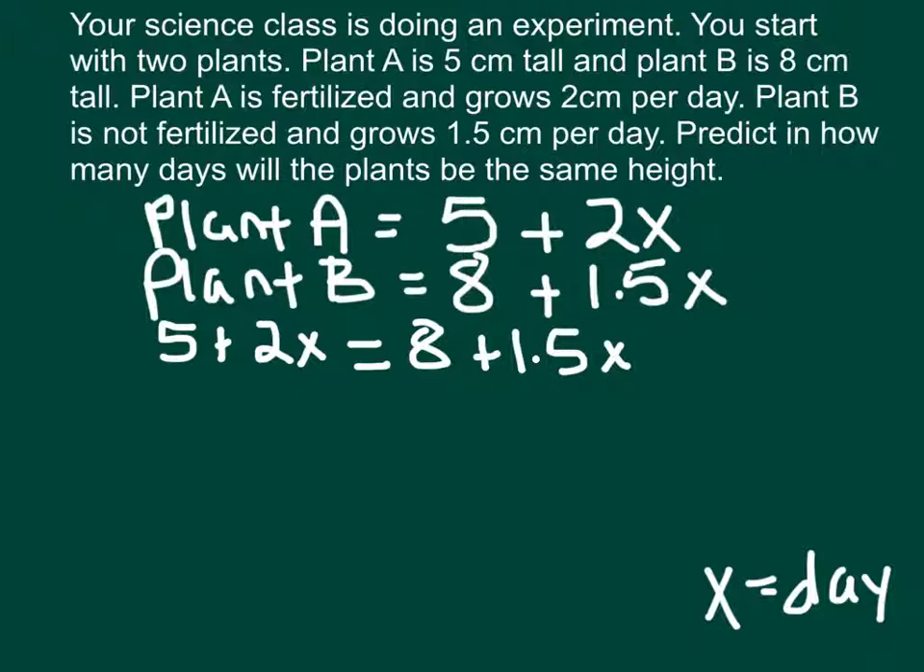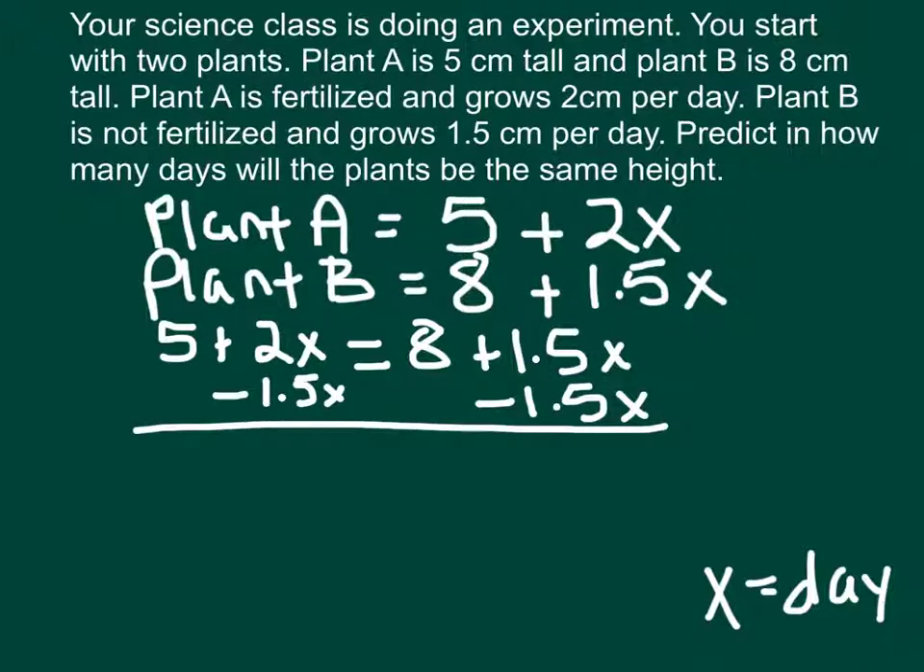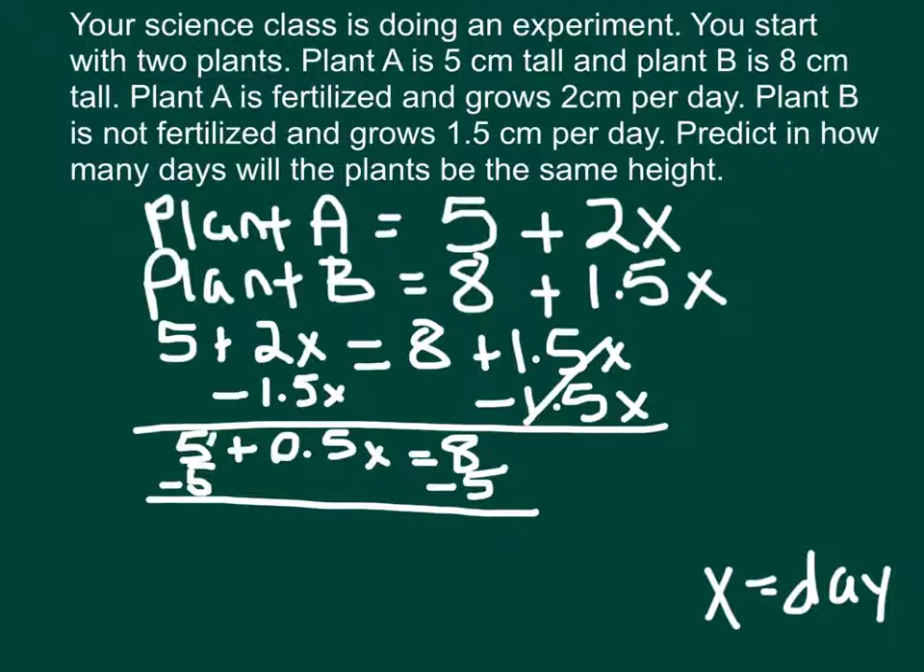We want to combine like terms. So let's do the x's first. So we do minus 1.5x, minus 1.5x. That leaves us with 5 plus 0.5x equals 8, because these cancel each other out. Opposites make 0. Then we do minus 5 on both sides, because the opposite of adding 5 is subtracting 5. These cancel each other out, and you're left with 0.